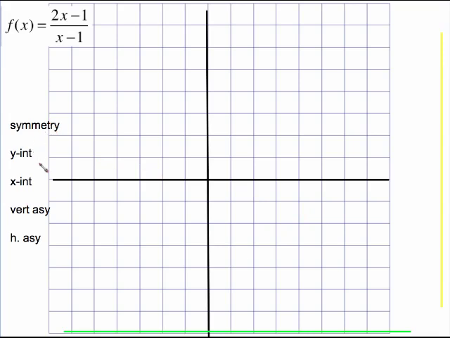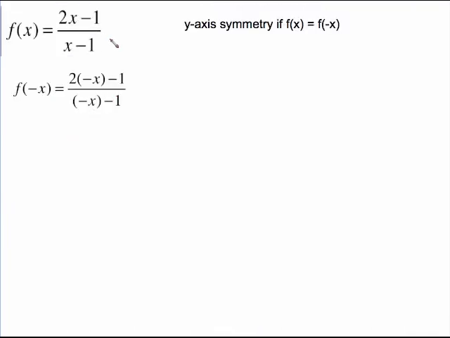Here's our list of things we're going to do. Here's our function, f of x equals 2x minus 1 over x minus 1. So number one, we're going to check for symmetry. To check for symmetry, we're going to do f of negative x. And what f of negative x means is plug in negative x in for x in the original function. So in this position, and this position, I have put in a negative x. And then I'm going to work that out.